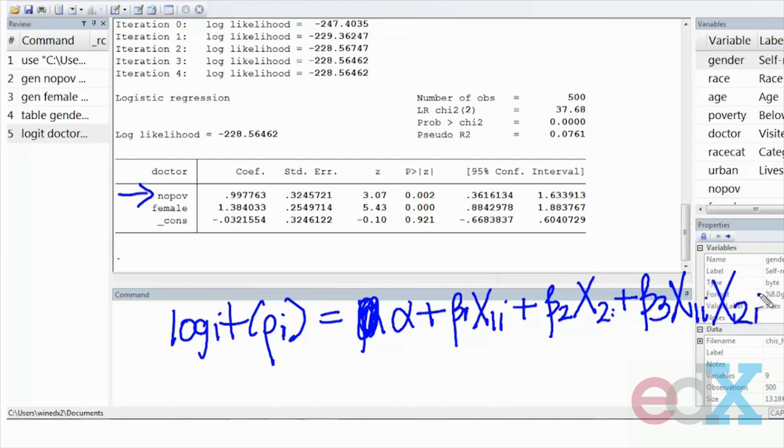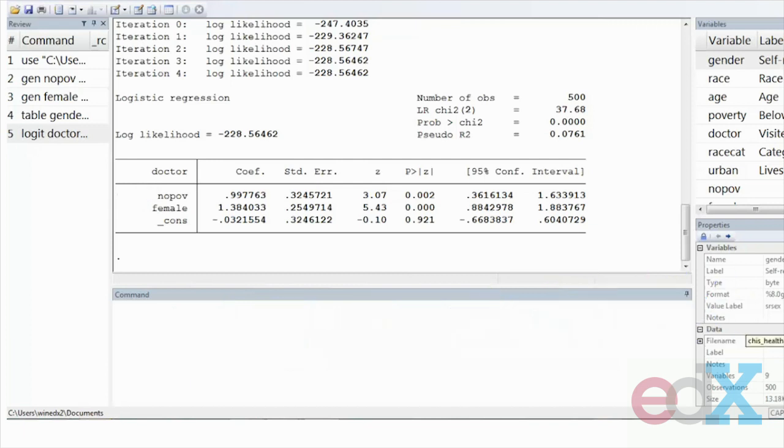So now we consider a model with effect modification. It says the logit of pi is equal to a constant plus beta 1 x1, plus beta 2 x2, plus beta 3 times the product of x1 and x2. And what that's going to do is give us gender-specific odds ratios.